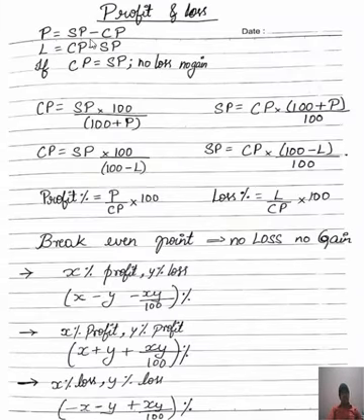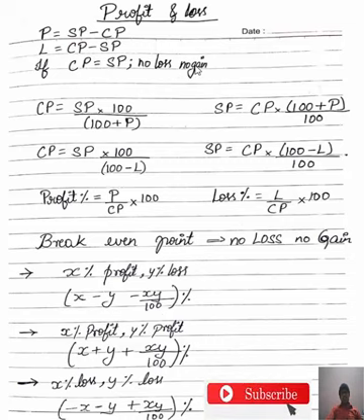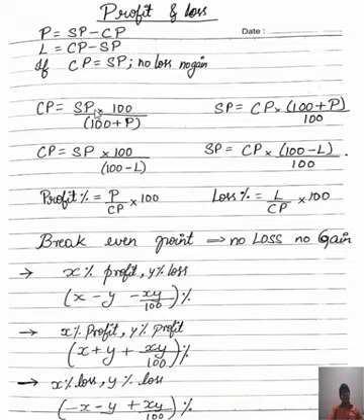Let us discuss profit and loss. We know that profit equals selling price minus cost price. Loss equals cost price minus selling price. If cost price equals selling price, no loss, no gain, and this is termed the break-even point. If selling price is given and profit is given, cost price is given by selling price divided by 100 plus profit, into 100. If selling price is given and loss is given, simply replace P by minus L.